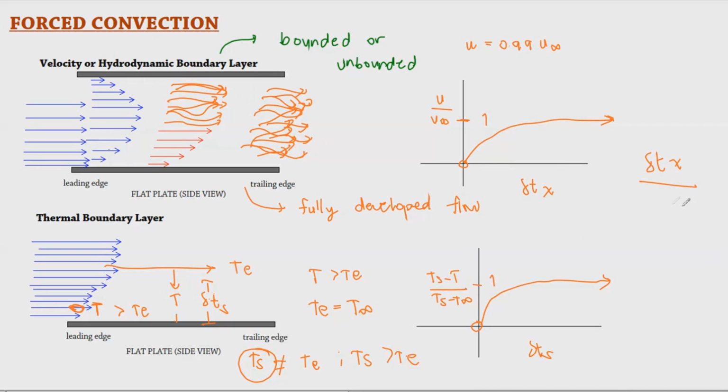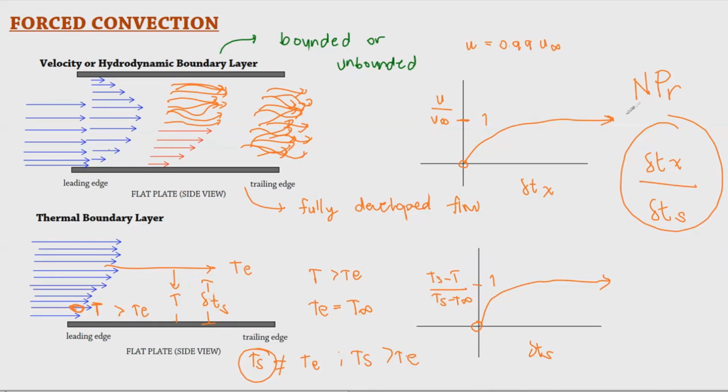And if we want to take the ratio of this, we have the velocity or hydrodynamic boundary layer thickness and the thermal boundary layer thickness. If we take the ratio of both thicknesses, we call this another dimensionless group, which we call the Prandtl number, of course from the scientist Prandtl.